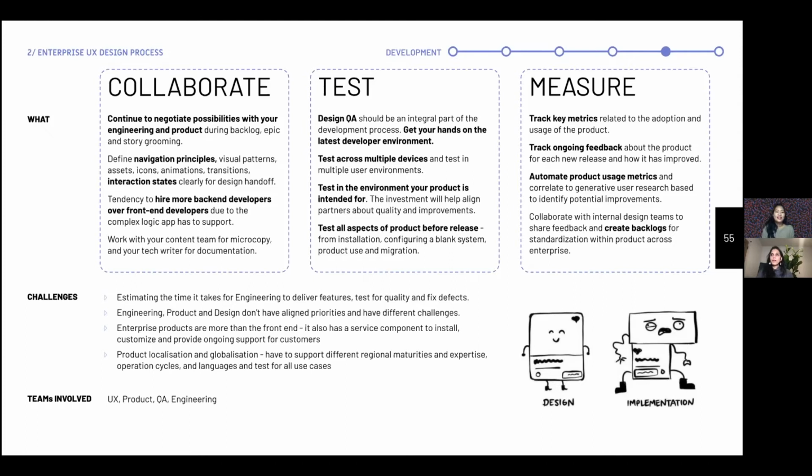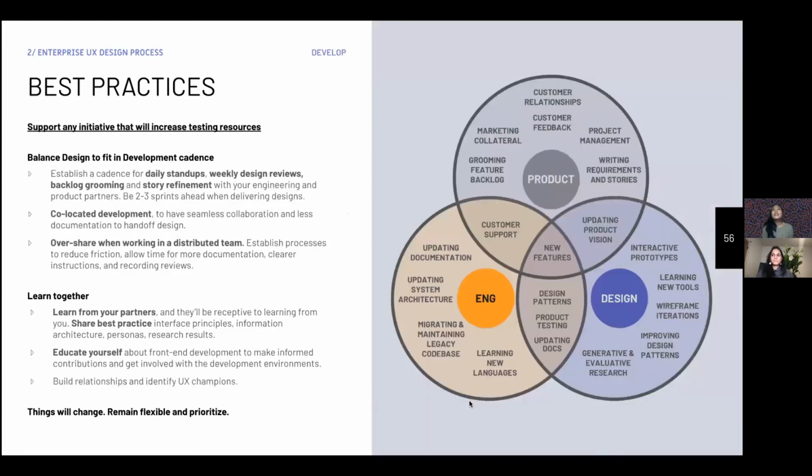Right, and the last thing about this, the best practices I would say, is that you need to support any initiative that will increase testing resources for engineering. And seeing what it looks like in real time would really help you design for this product. You need to be able to balance design to fit development cadence, because it's not usually like, I'm gonna throw stuff over the fence. No, you have to be working with your partners day in, day out, and attend all of their ceremonies so that you can make sure that you're building the right product.